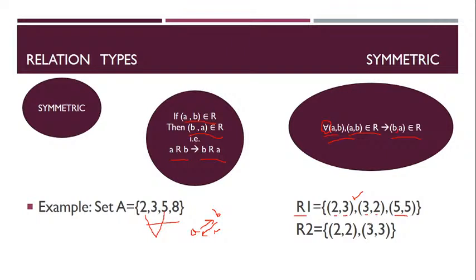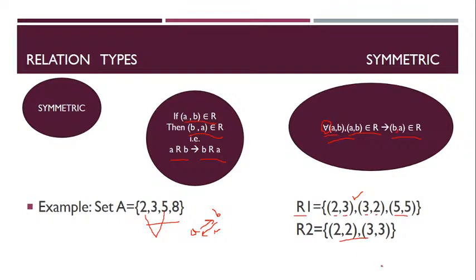And that is the reason, look carefully, the R2 relation where I have mentioned 2 2 and 3 3, is it a symmetric relation? Answer is yes, because I have self loops here, and self loops are allowed. So the AB situation with A not equal to B is not there. So that's why we can say that I don't need BA.